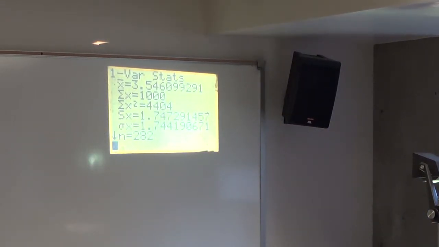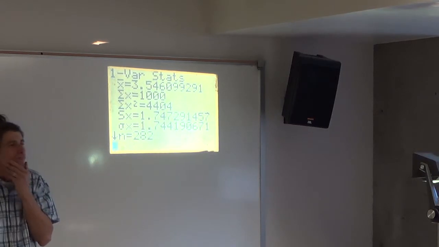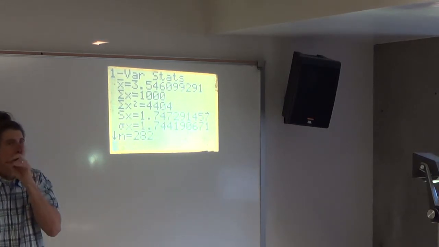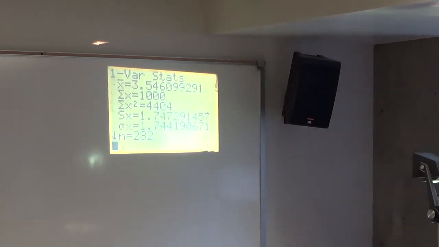So for our roll a die experiment, we come up with an average of about 3.5 and a standard deviation of about 1.7, which is roughly half the average, which is kind of fun. Kind of funny. Fair enough so far. 282. There's our sample size. Quite nice, my friends.